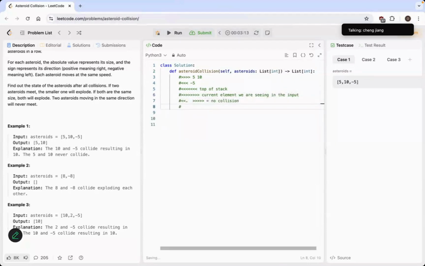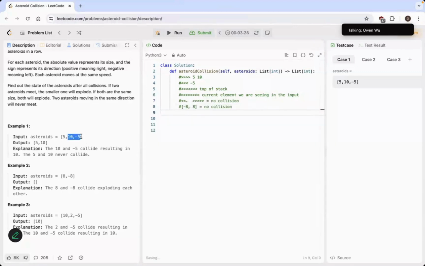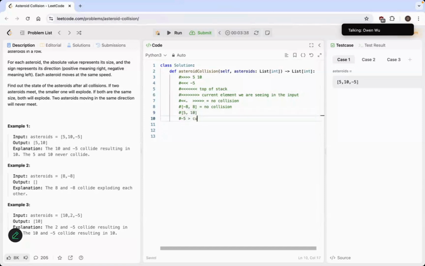For example, if you have -8 and 8, there's no collision because they're going away from each other instead of towards each other. So this is the only case where there is a collision, where the top of the stack is positive. In this case, the stack would be 10, 5, and then 10, and then we would be seeing -5 as our current element. Then we would pop off the stack, and compare these two and say 10 eats -5. So just don't add -5 to the stack.